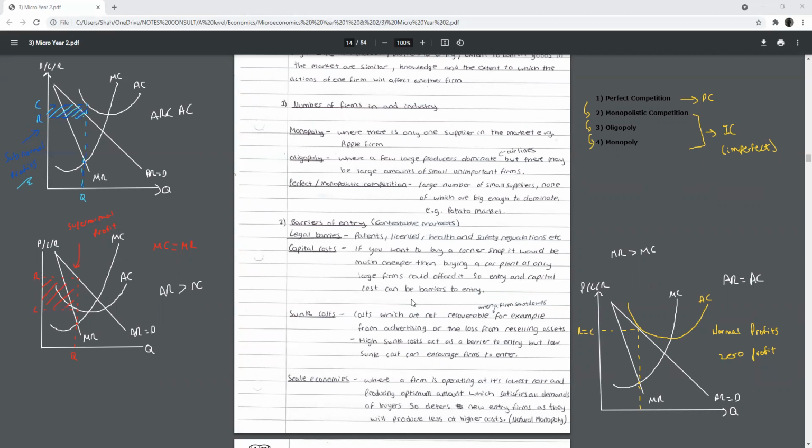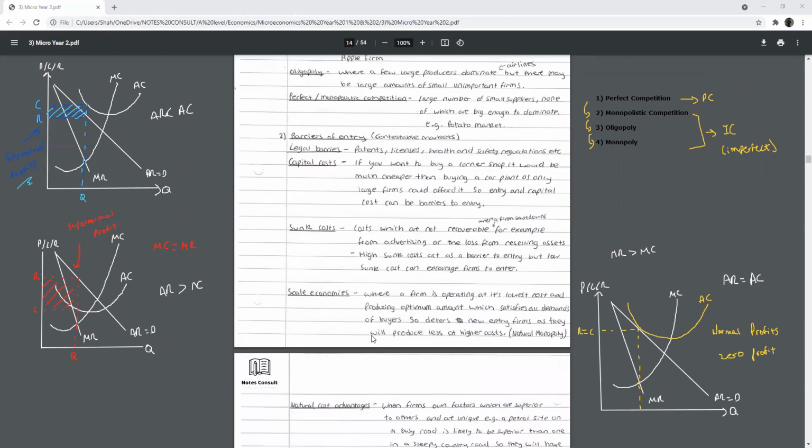So my actual startup cost to compete against firms, you have to think about that. Imagine how much it would cost me to compete against an airline or something like that, which is an oligopoly. Sunk costs, which are not recoverable. For example, from advertising or the loss from selling assets. High sunk costs can act as a barrier to entry, but low sunk costs can encourage firms to enter. So sunk costs are costs that you cannot get back.